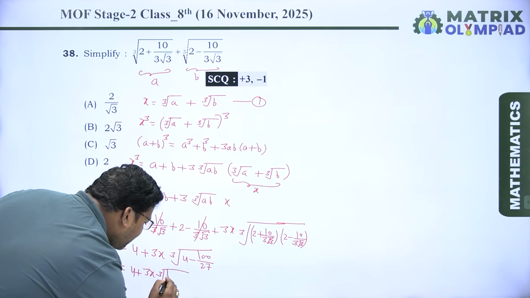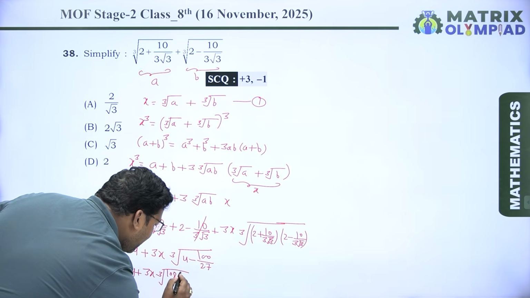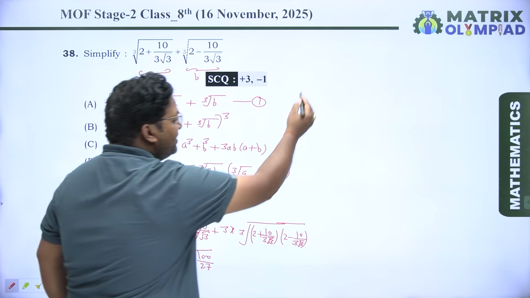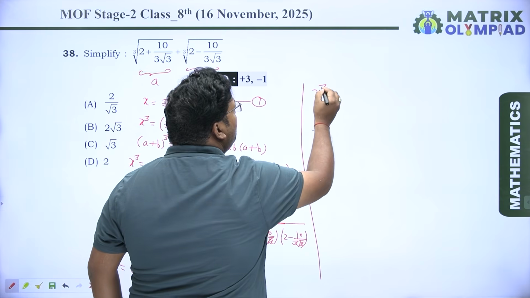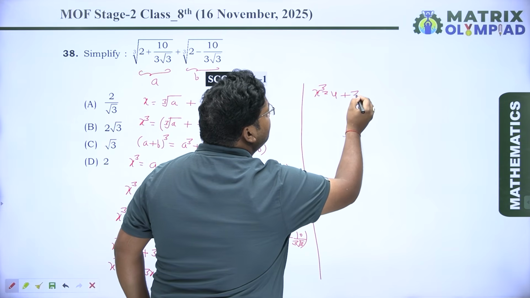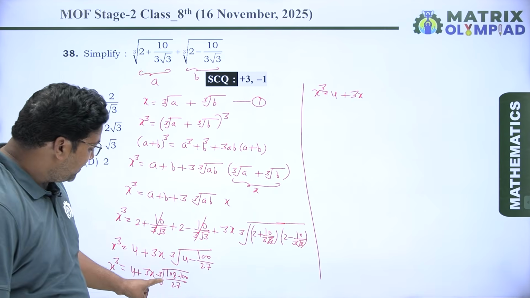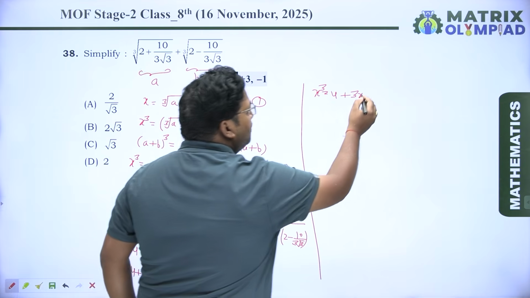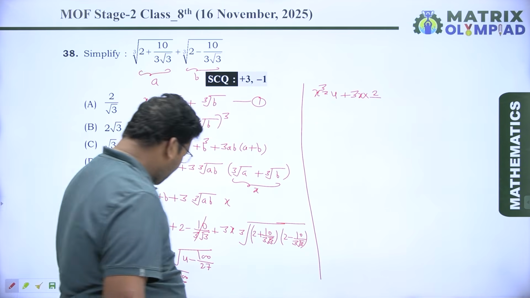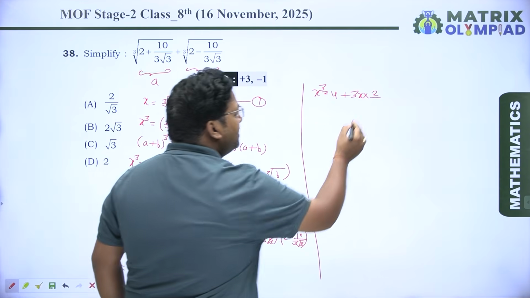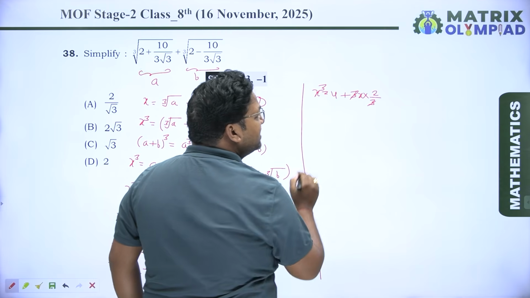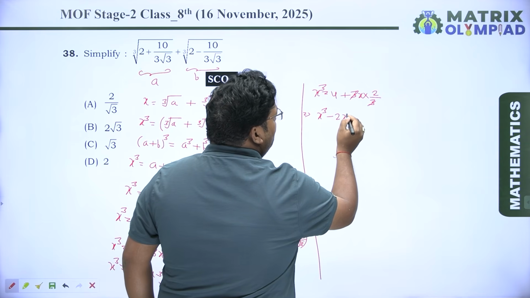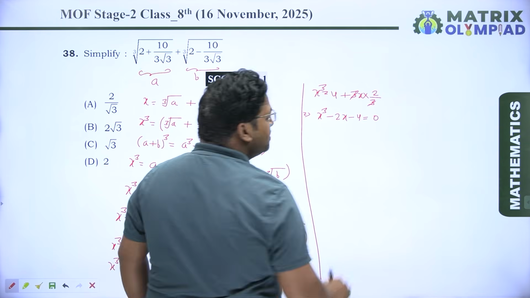So we will get 108 minus 100 upon 27. So this equation is now x cube equal to 4 plus 3x into, here you can see 108 minus 100 is 8 and the cube root of 8 is 2. So it becomes 2 upon, and the cube root of 27 is 3. So it is 2 by 3. 3 and 3 cancel out. So this equation is now x cube minus 2x minus 4 equal to 0.